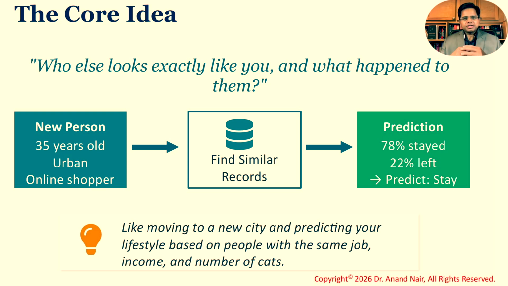In our example here, we have a 35-year-old urban professional who shops online. We search our training data, find 100 similar people, and discover that 78% of them stayed with the company while 22% left. So our prediction? This person is likely to stay. Simple, right? But here's where it gets tricky and where the naive part comes in. We'll get to that in a moment, because this elegant approach has a fatal flaw when dealing with real-world data.